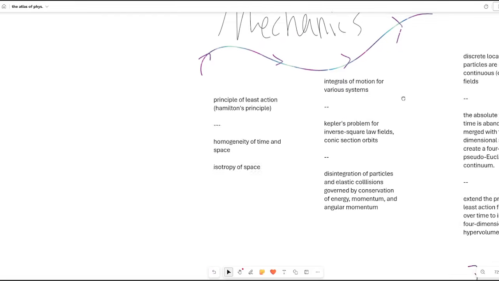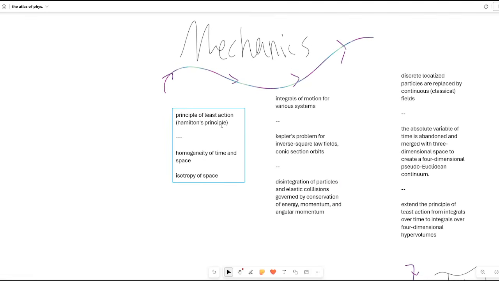What's important to understand about the principle of least action is that it is a minimization of a functional, and it's the foundation of variational calculus. Or rather, it's what the invention of variational calculus was all about. It was historically trying to solve this particular problem.